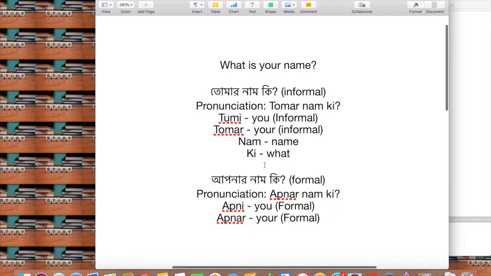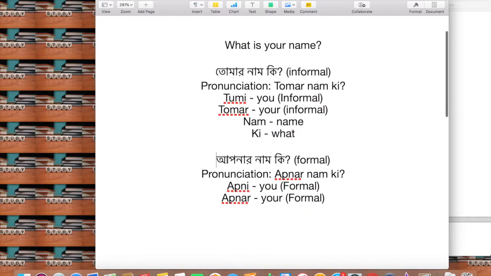Okay. So formal version is Apnar Naam Ki. So it's not much of a difference. Remember that Apni is you, and that's the formal you, and Apnar is formal your. That's the only difference here. Apnar Naam Ki. Simple as that. So once again, Tomar Naam Ki, and that's the informal version, and Apnar Naam Ki, that's the formal version.